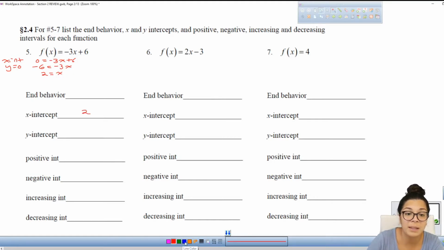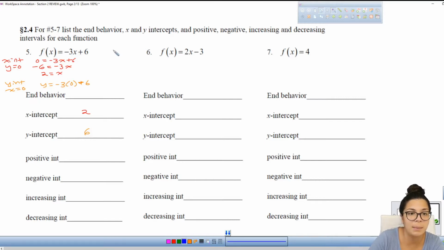Then we also want to find the y-intercept. For the y-intercept, we do the opposite: we set x to equal 0 and solve for y. Obviously, this is in slope-intercept form, so I can already see that the y-intercept is 6. But even if I solved for it, y equals -3 times 0, which is 0, and 0 plus 6 is 6. So even if we solve for it, we get the same thing.